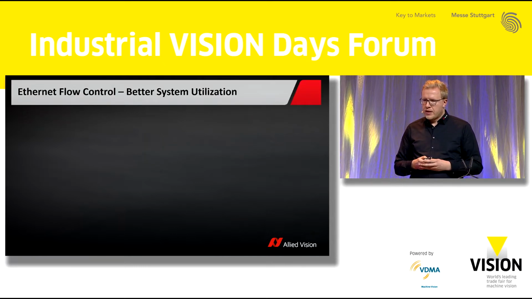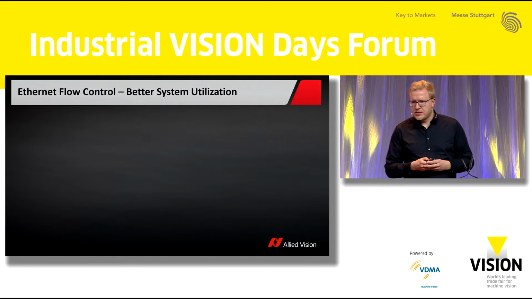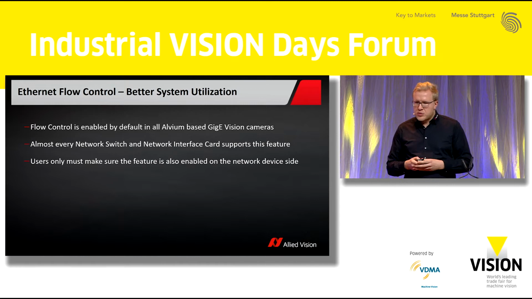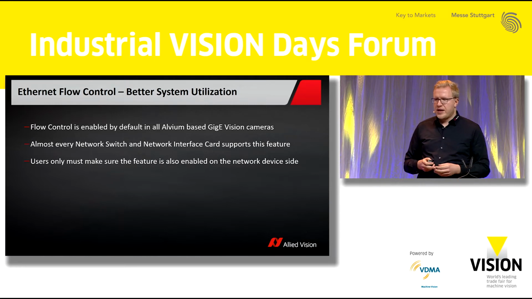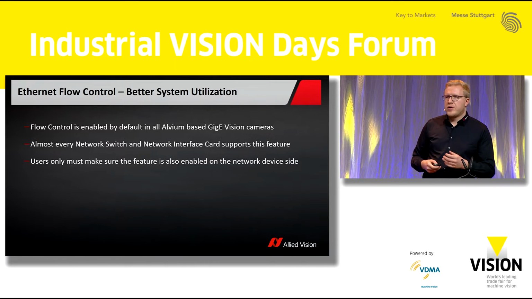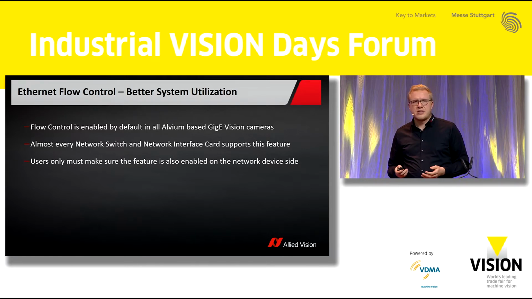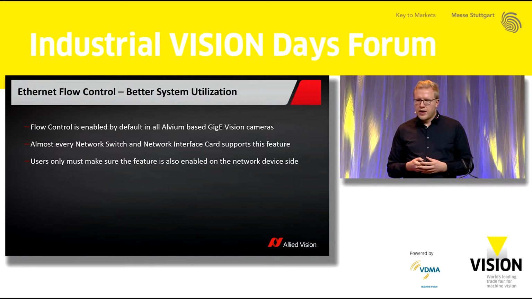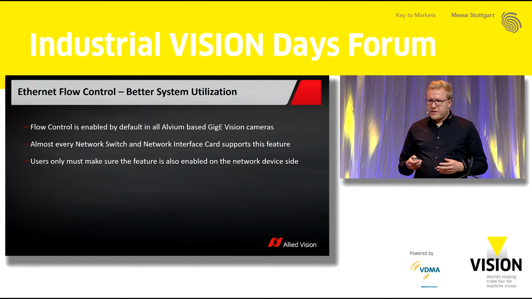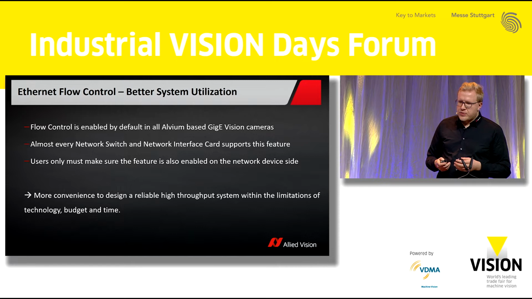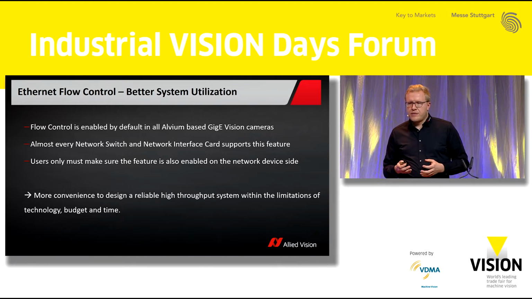So, as I said, Ethernet flow control is really good to better utilize the system. Flow control is enabled by default in all Allied Vision-based GigE Vision cameras. And almost every network device, every network interface card supports this feature, at least every modern switch or network device we know. And users only must make sure the feature is also enabled on the network device side. So that adds more convenience to design a reliable high throughput system with the limitations of technology, budget, and time.